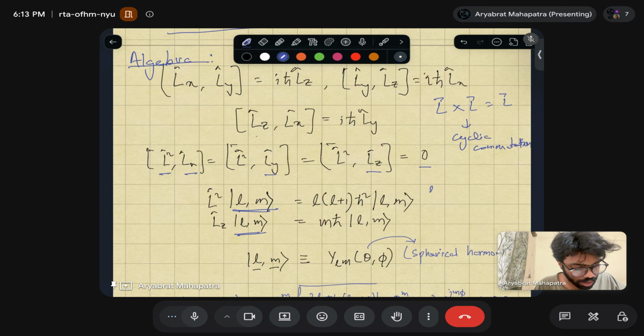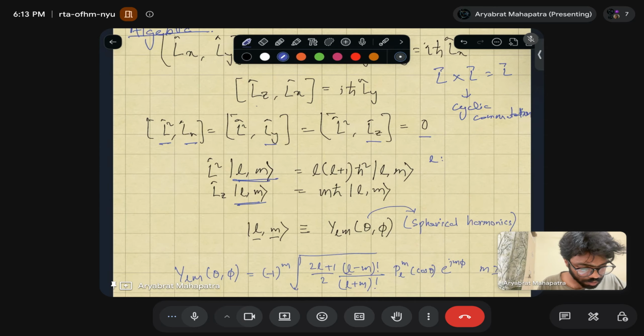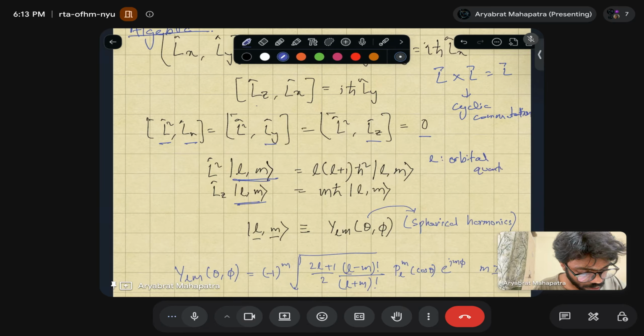So this l is known as the orbital quantum number, and m is sometimes referred to as the azimuthal quantum number.